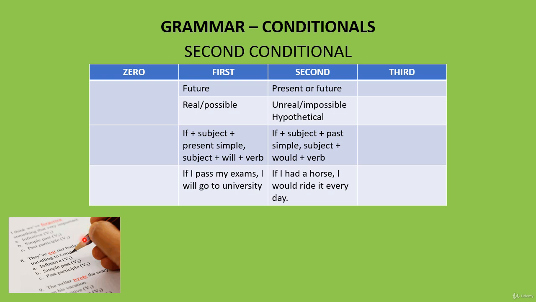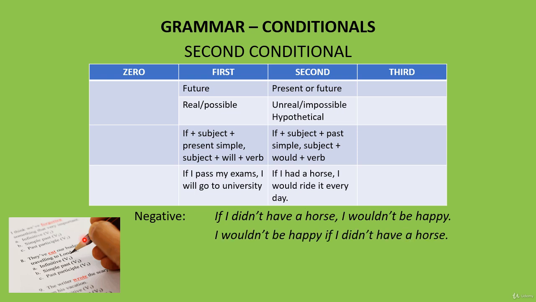It's hypothetical because the reality is that I don't have a horse. A negative sentence looks like this: if I didn't have a horse, I wouldn't be happy. Or we can write it like this: I wouldn't be happy if I didn't have a horse. Don't forget there's no comma if the if part comes second.